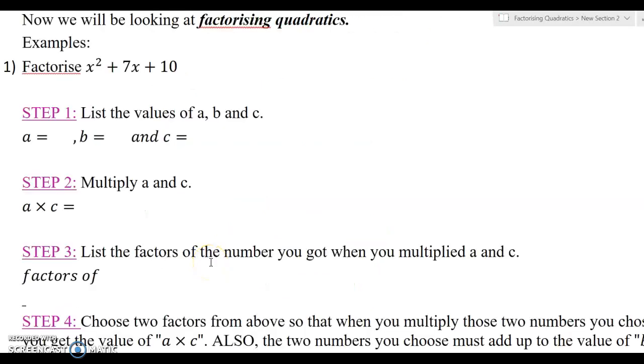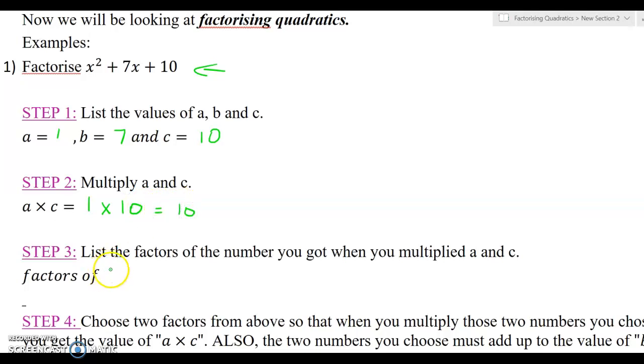Now we're going to get into the meat of things, actually factorizing the quadratics. Example 1: factorize x squared plus 7x plus 10. I have them laid out in steps. Step 1, list the values of a, b, and c. The value of a is the coefficient of x squared, which is 1. The b is the number before the x, which is 7, and c is the number by itself, positive 10. Step 2, we have to multiply a and c. a is 1, multiplied by c, which is 10. So 1 times 10 is 10.